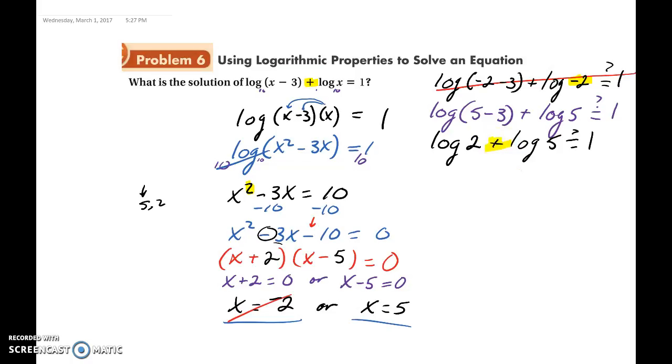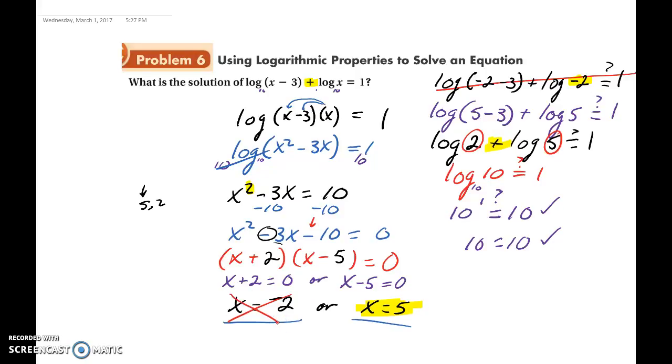Since they're adding, we can go ahead and multiply. So it becomes log of 2 times 5, or log of 10. Does that equal 1? We can rewrite this as an exponential with the base 10 to the first power. Does that equal 10? Yes, it does. 10 does equal 10. Check. So we know that this answer works, whereas the other does not. We would reject negative 2. It's an extraneous solution, and our only solution is x is equal to 5.